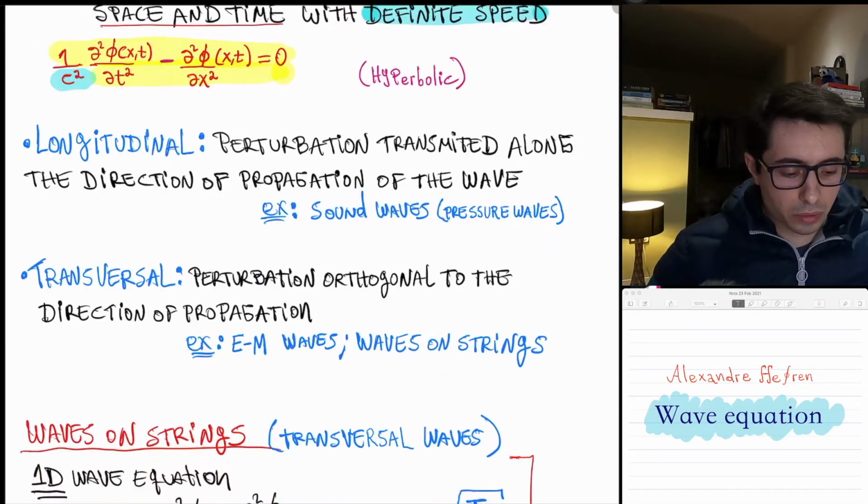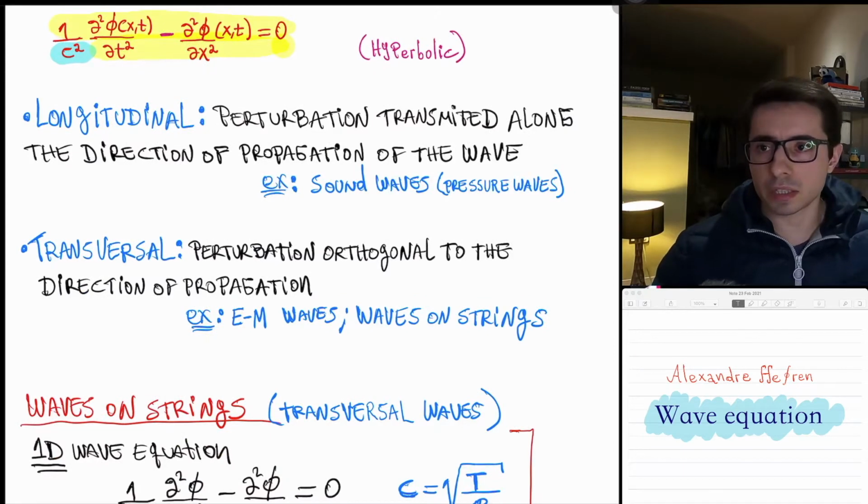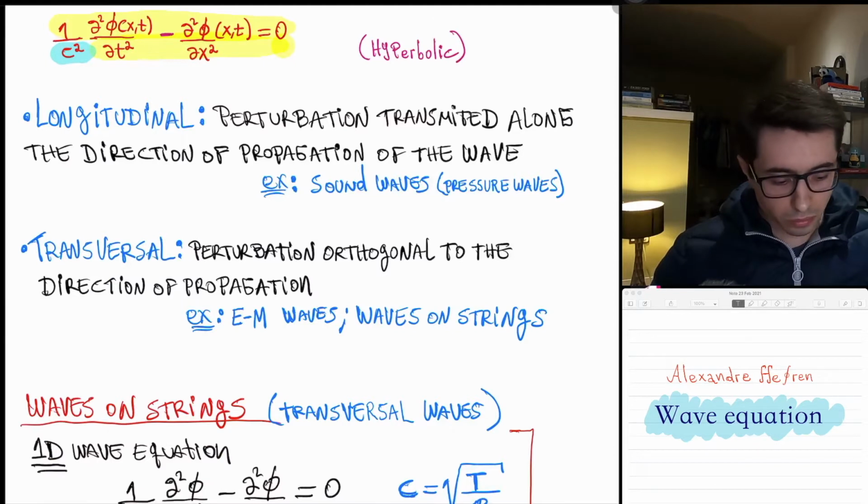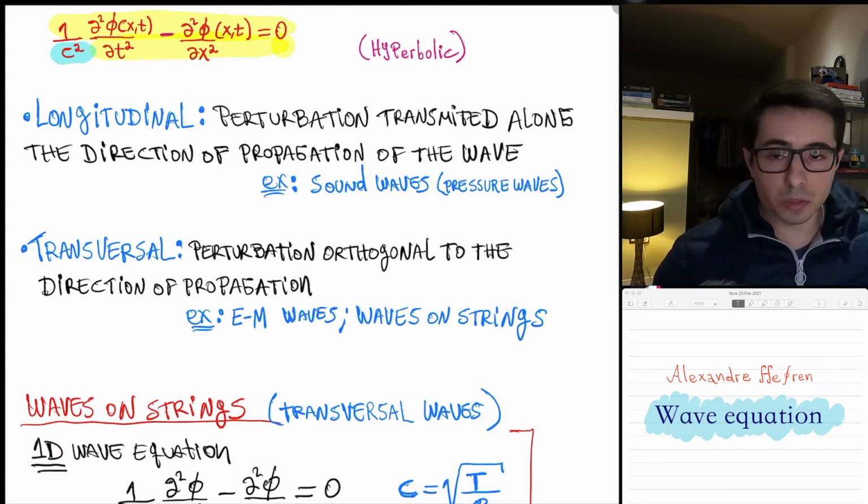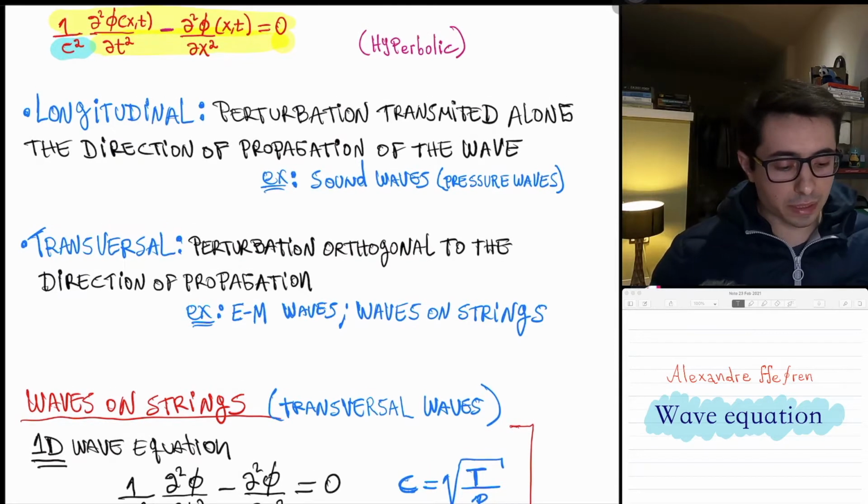We can also classify these waves generally as longitudinal or transversal. Longitudinal waves are waves where the perturbation travels in the same direction as the propagation. So both the wave and the disturbance will travel along the same line. In this case, we have, for example, sound waves or pressure waves, also called P waves.